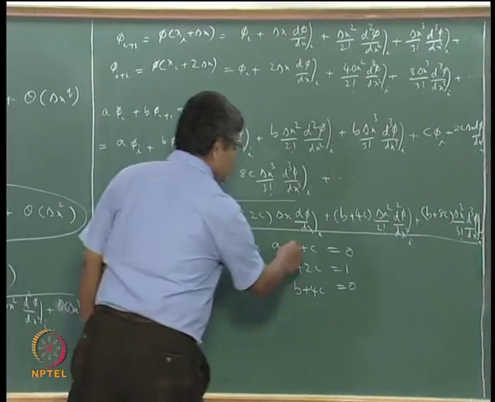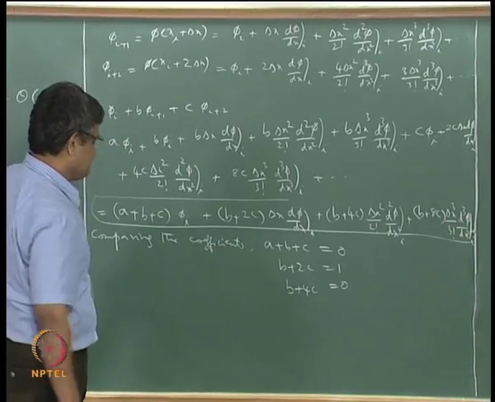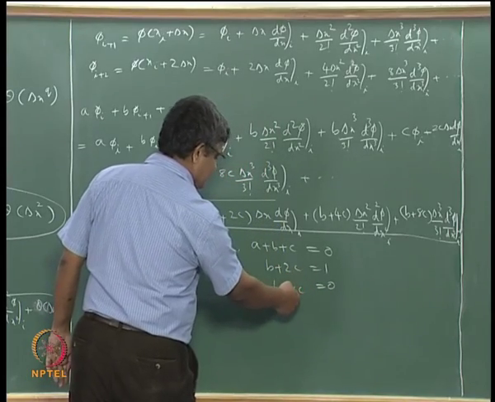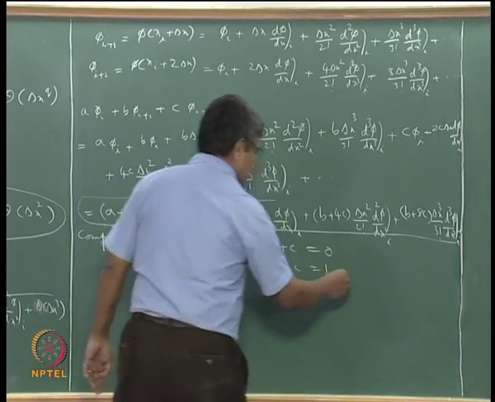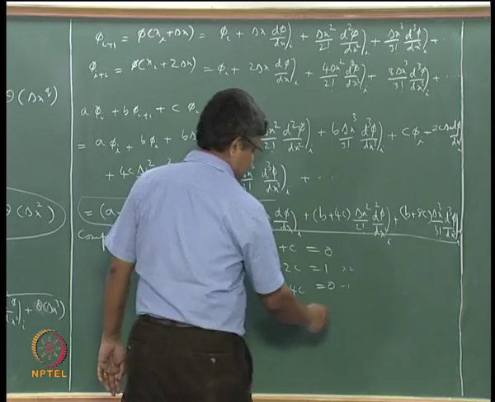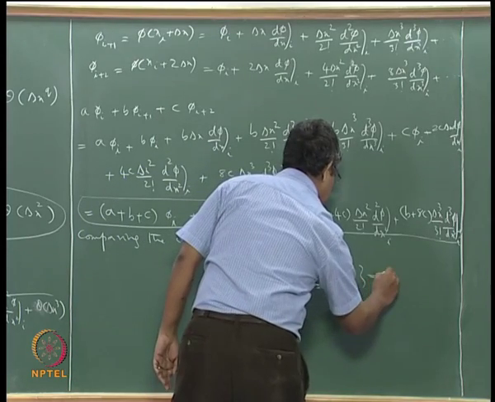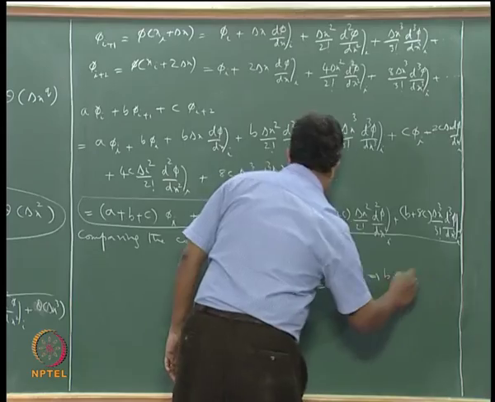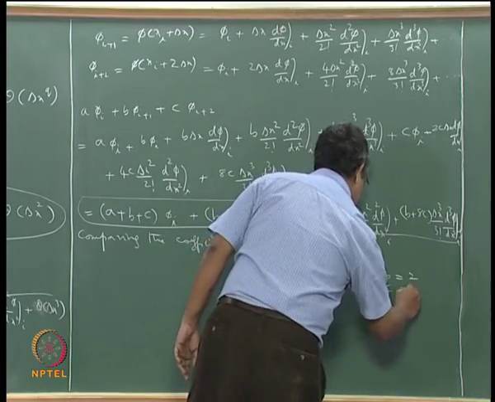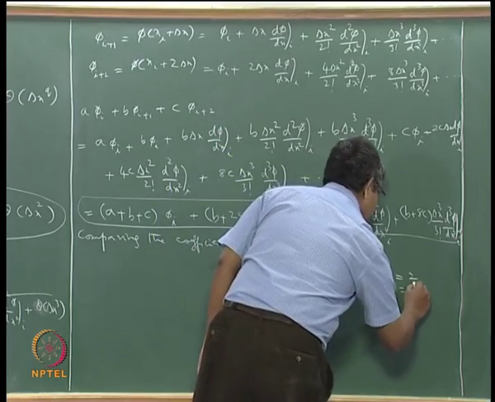So we have three equations here for the three unknowns a, b and c, and we can eliminate c from this. If you multiply this by 2 and subtract this, then we get b is equal to 2 and c is equal to minus half.